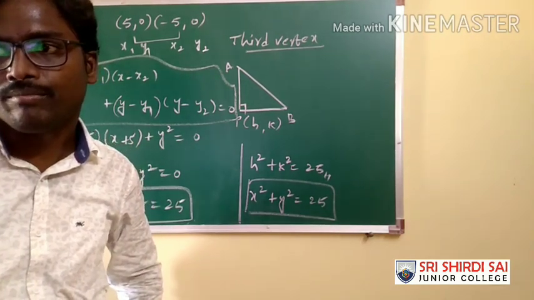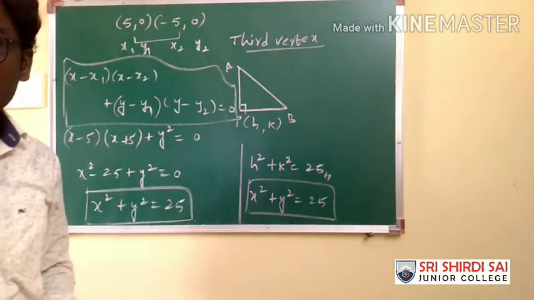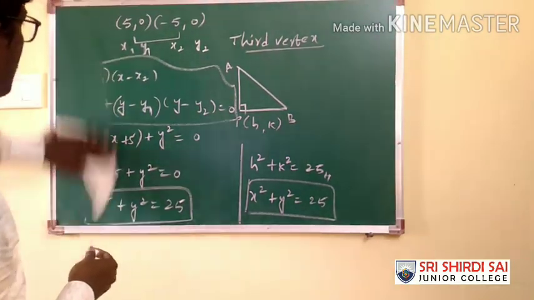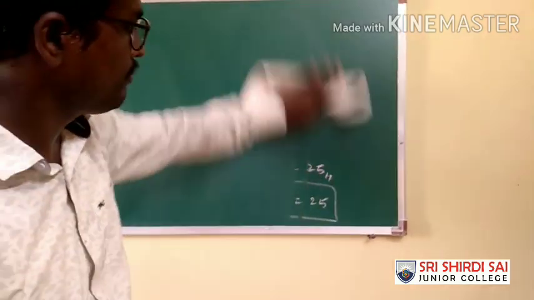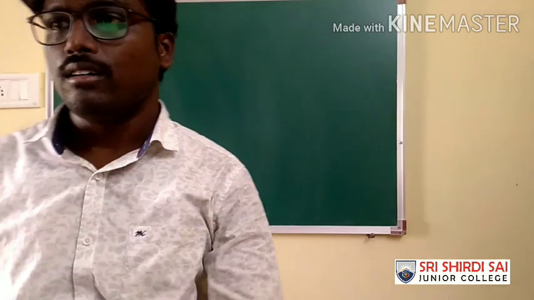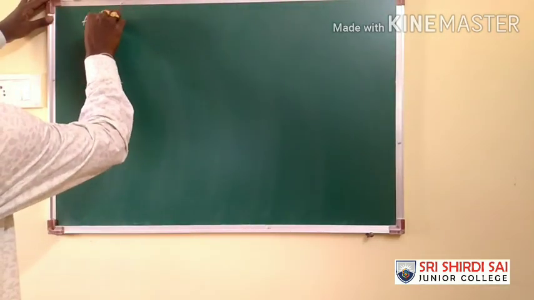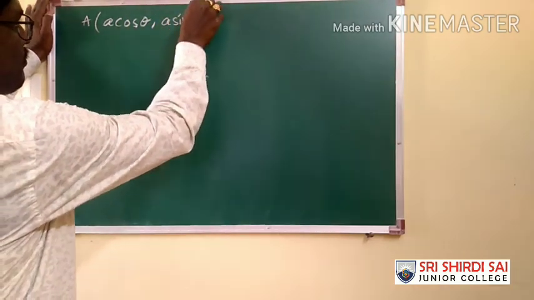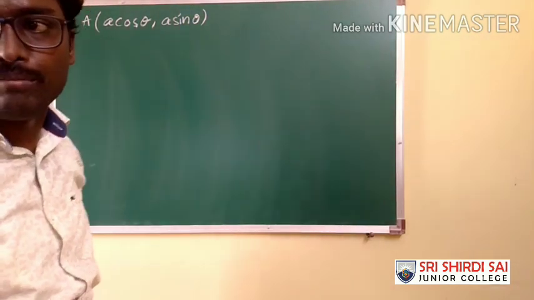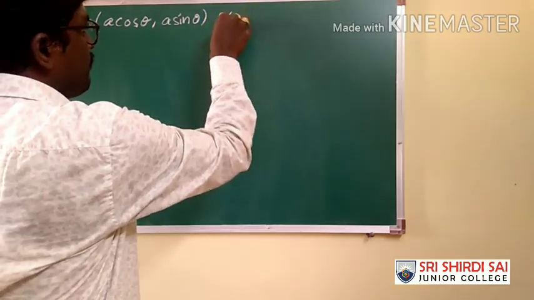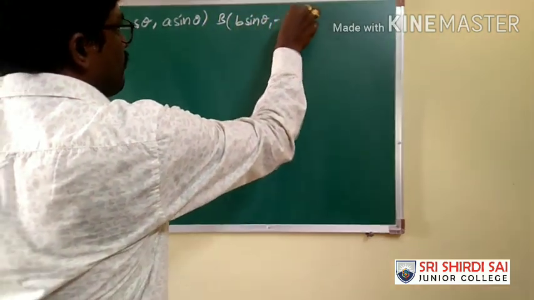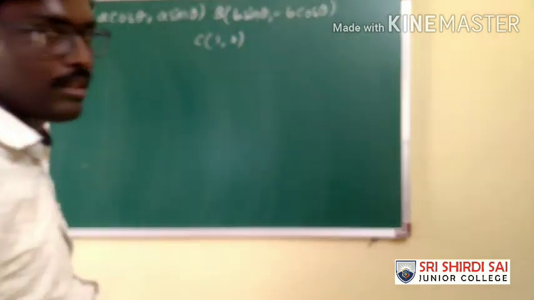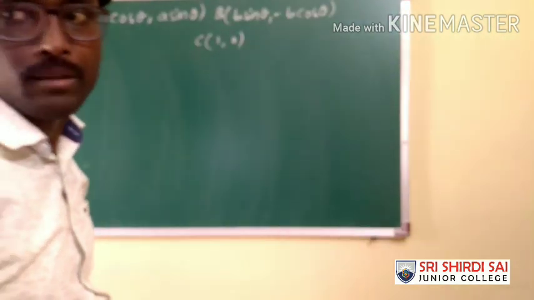Let's go with the next problem. Very important. If theta is a parameter, point A is (a cos theta, a sin theta), and point B is (b sin theta, minus b cos theta), and C is (1, 0), then find the locus of the centroid of triangle ABC.